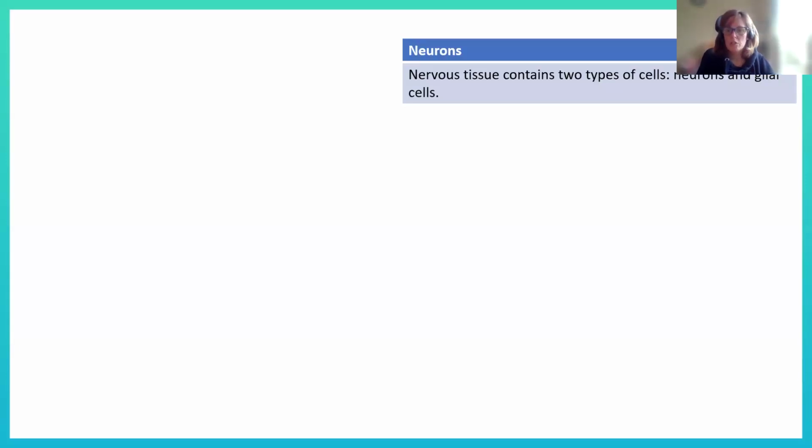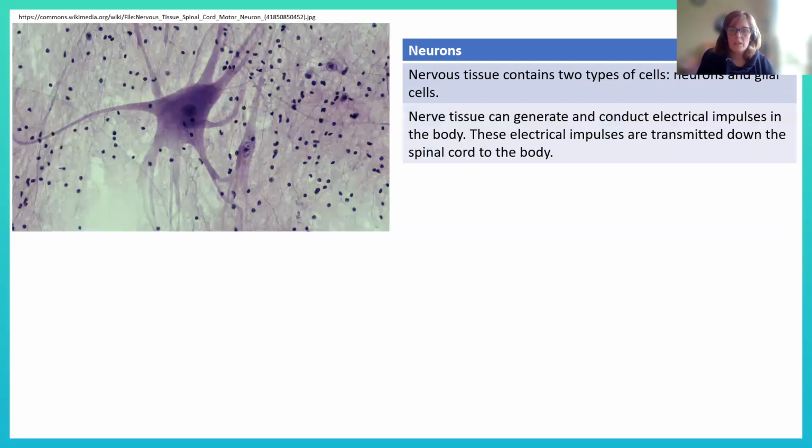So nervous tissue contains two types of cells, neurons and glial cells. And there's a nerve cell there. You can see it's nervous tissue. That's what they look like. We'll have a look at the structures in a moment, but this is the nerve cell here. And you can see it's got all these projections, all these bits that stick out away from the main body of the cell. The tissue itself is really important because it can send and generate electrical impulses.